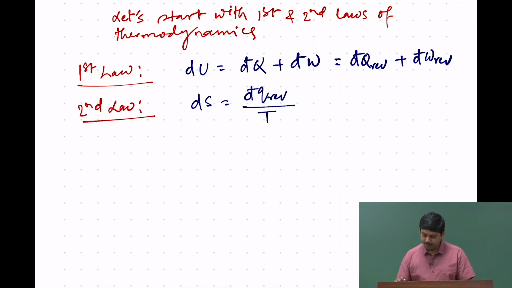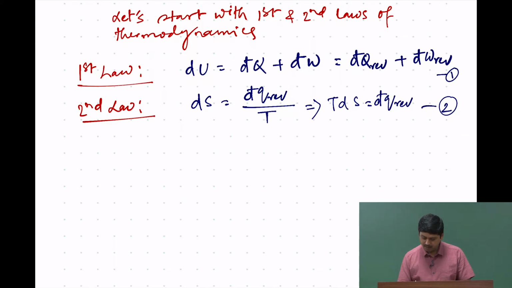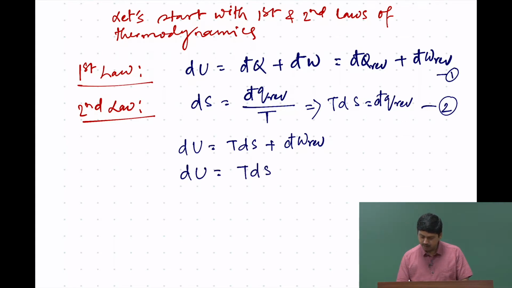Now, combining the above two equations, equation 1 and equation 2, from here we get TdS is equal to dq reversible. So, combining the two equations, we get dU equal to TdS plus dw reversible, and we know that dw reversible is nothing but minus PdV. So, dU equal to TdS minus PdV.